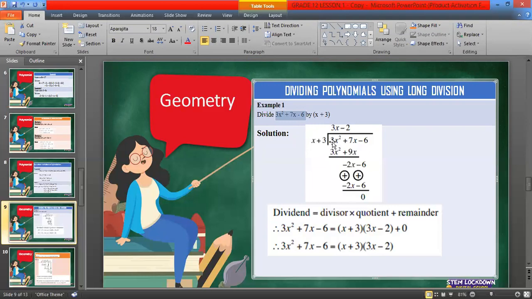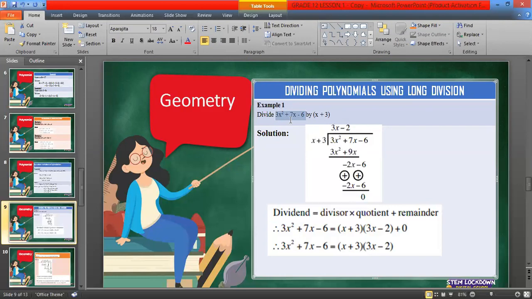You say 3x squared divided by x. That will give you 3x. Then you say 3x times x to give you this bottom here, 3x squared. Then 3x times 3 to give you 9x. All right, so let me take that again.